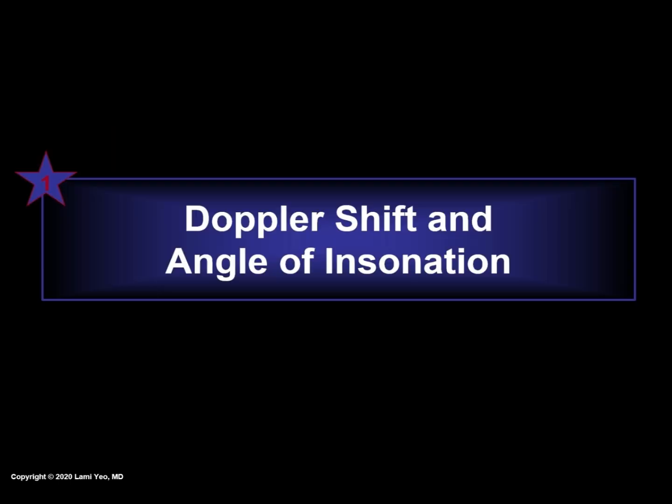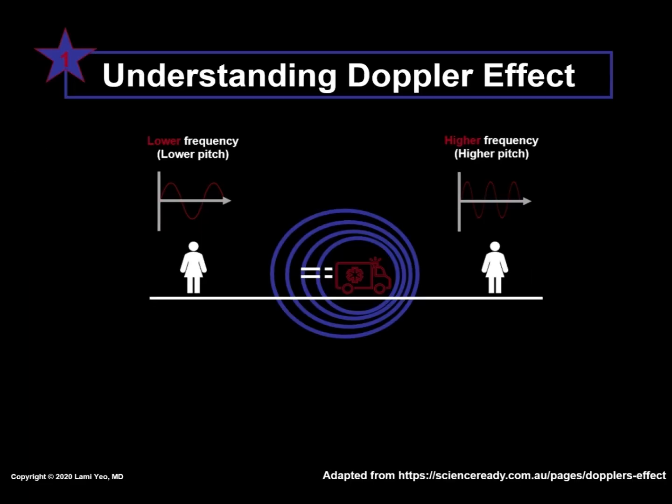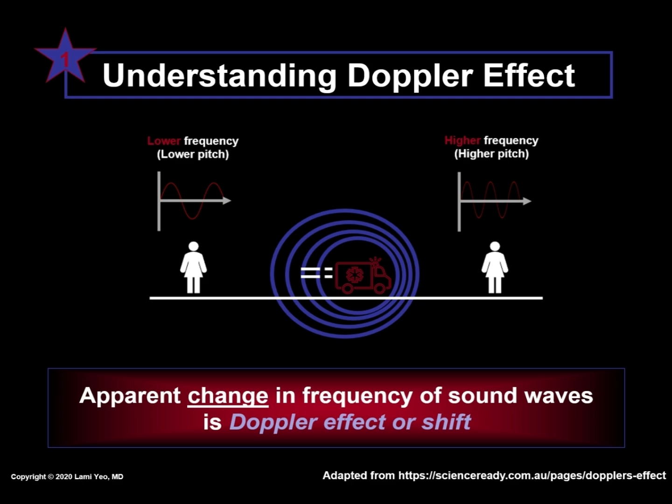Let's now review the first topic in color Doppler settings, Doppler shift, and the importance of the angle of insonation. In the last lecture, we introduced Christian Andreas Doppler, the famous Austrian mathematician and physicist, and his principle of the Doppler shift. This is the apparent change in the frequency of sound waves due to relative motion between the source of waves, or moving red blood cells, and the observer, or transducer.